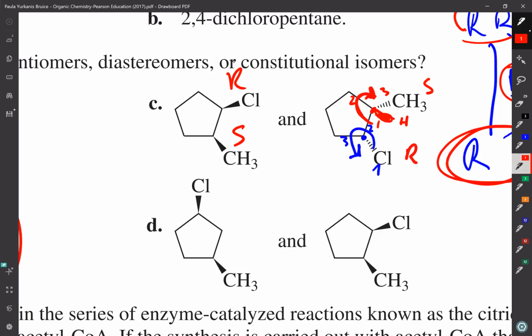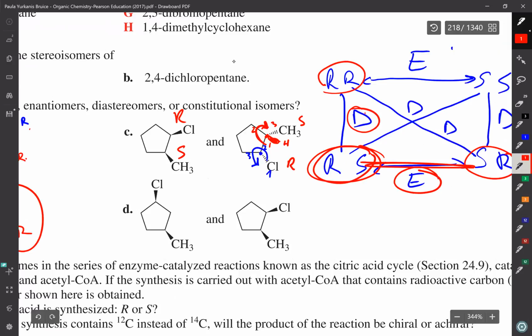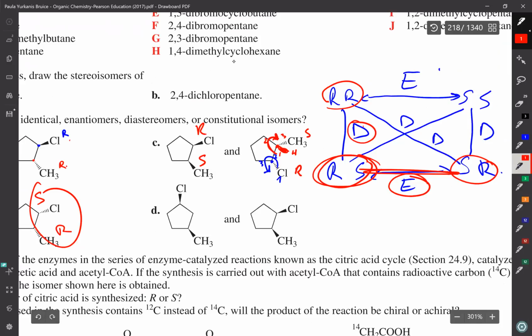Now, what is the relationship between this molecule in C? Can someone tell me? What's the relationship here? Be very careful before you give me an answer. What's the relationship in C? Is it E? No. It's not E. Oh, they're identical? Mm-hmm. Bingo. They're identical.